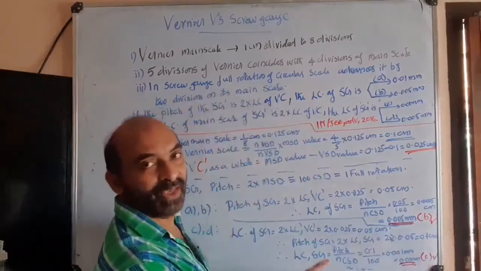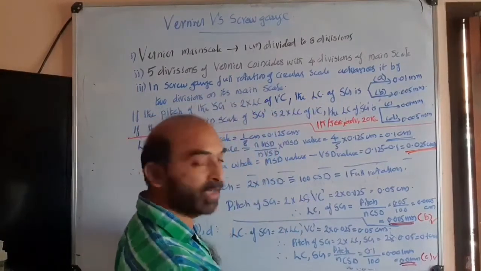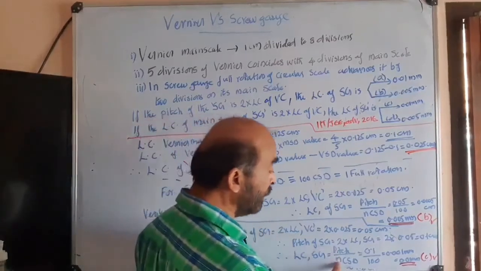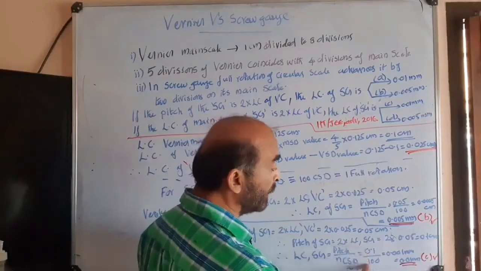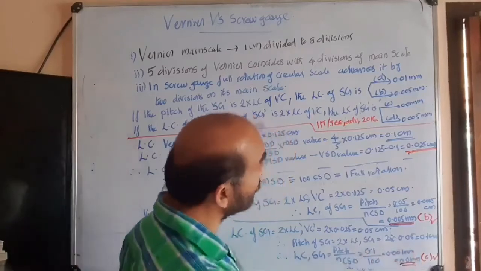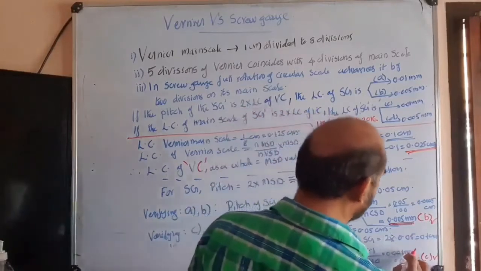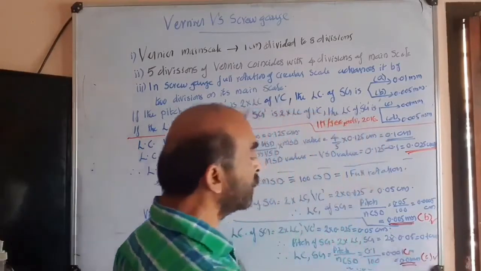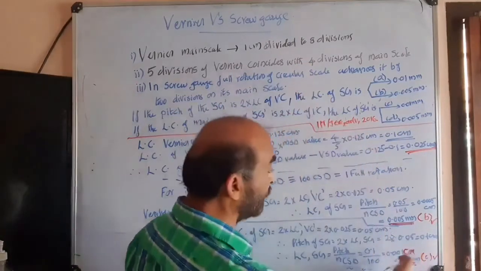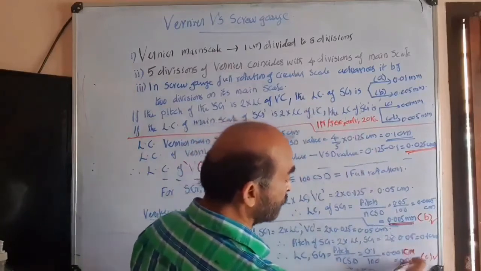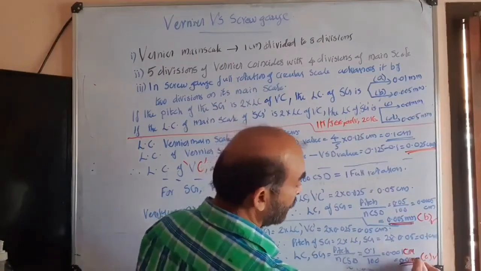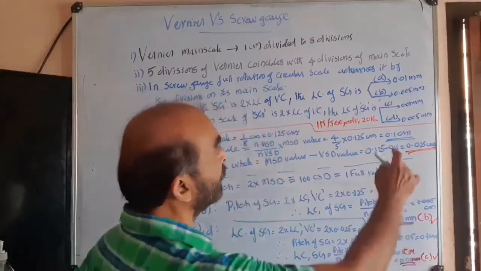Now the least count of the screw gauge is again pitch divided by number of circular scale divisions, not main scale divisions. So 0.1 by 100 is 0.001 centimeter, because the data is given in centimeter. 0.001 centimeter is equal to 0.01 millimeter after multiplication with 10.